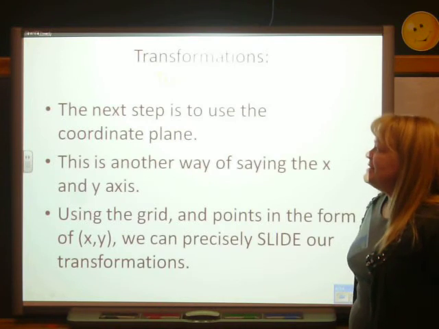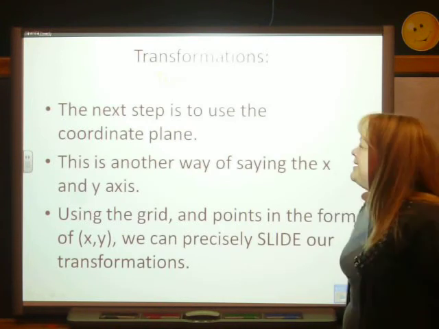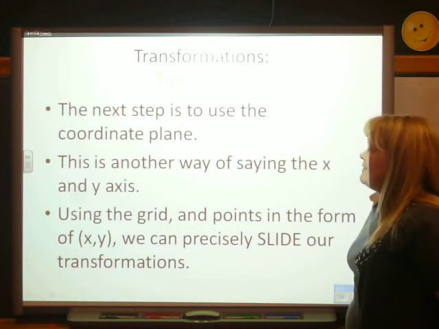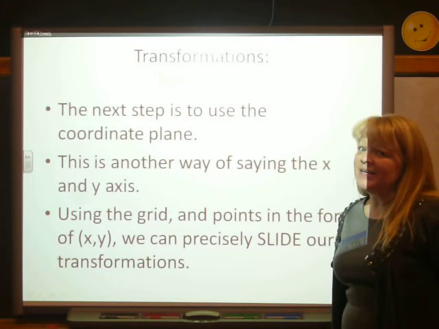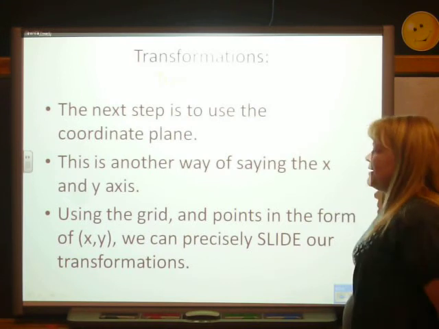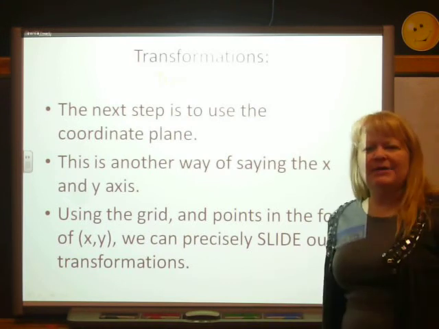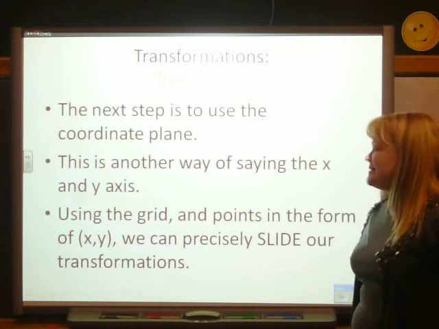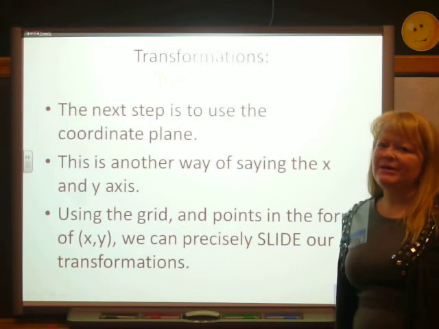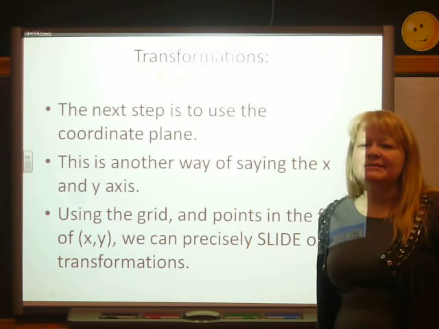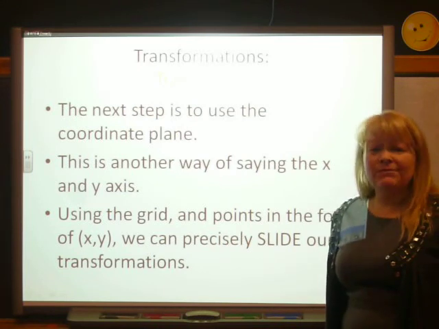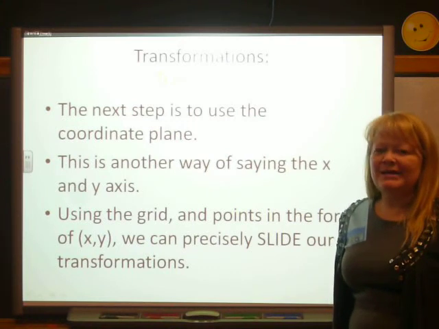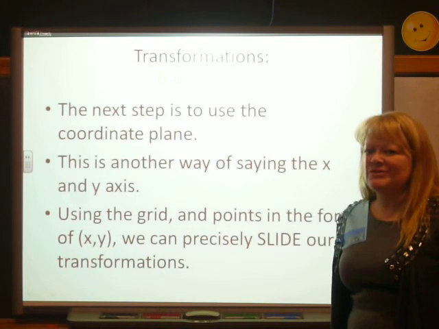With translations, the next step, besides dancing with them, is to use the coordinate plane to map them out. This is another way of saying that we're going to use the X and Y axes. By using the grid and using points in the form of X, Y, alphabetical, X is always first and then Y, we can precisely slide our translations. Translations means sliding, just like reflections meant flipping, like in a mirror. Translations are just sliding left or right, up or down, just like we were sliding in the Cupid Shuffle.